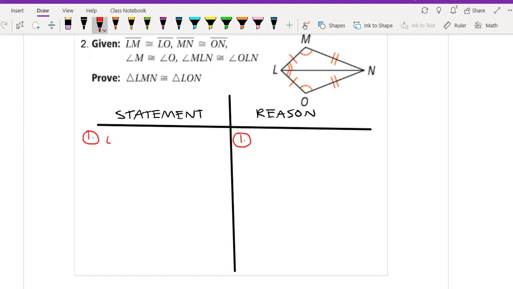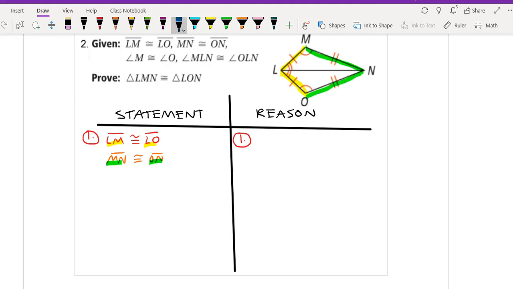And just like in any other proof, we're going to go through the given information first. LM, the segment, is congruent to LO, the segment. All right, and just for my sake, I'm going to highlight that LM is congruent to LO. All right, and I'll color code that to remind myself. I also know that MN, the segment, is also congruent to ON, the segment. I'll color code that one green. MN and ON are the same.